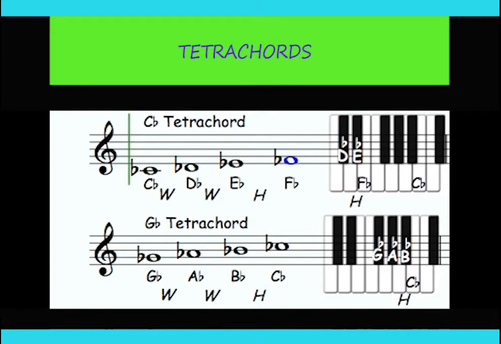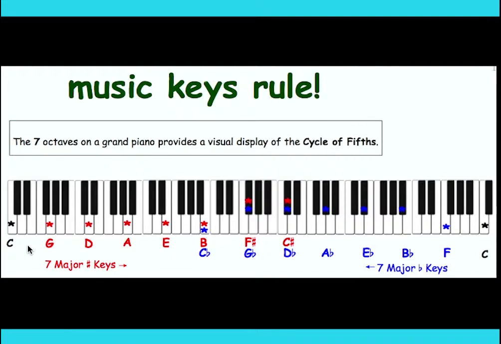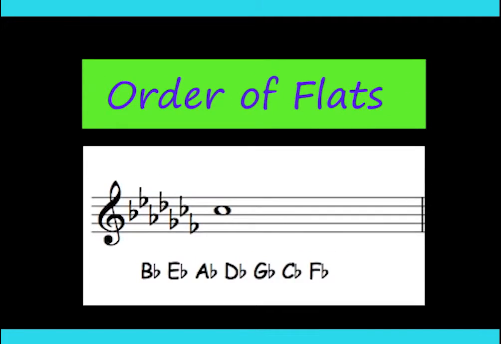There we have it. The next section is going to take the tetrachords and construct scales. We're going to go over the 7 major sharp scales or keys and the 7 major flat scales or keys. We're also going to go over the order of sharps and the order of flats.